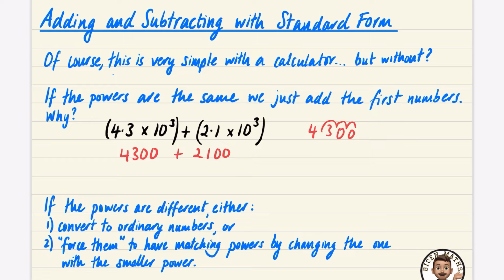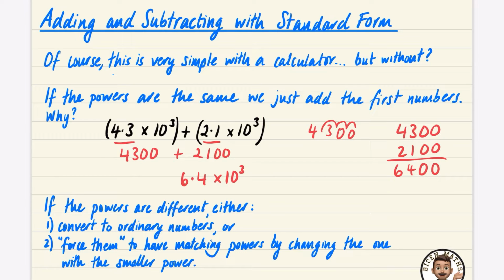So the reason you can just add those starting numbers is when you do 4,300 plus 2,100, all of the decimal points would have been in the same place previously. So all the place value is lined up neatly. So all you need to do is just add up those parts separately, and you can just say that 4.3 and the 2.1 is 6.4, and you still have that same power of 10 to the 3, because when they have the same power, all of the numbers are lined up in the right column.